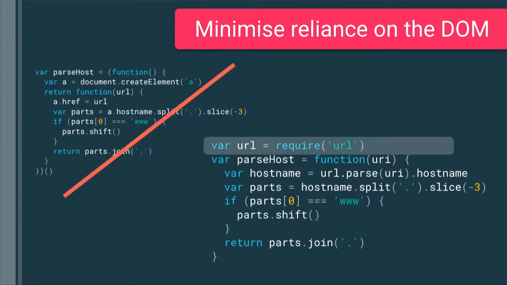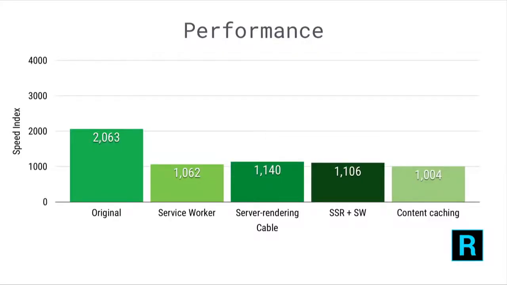We had to minimize reliance on things like the DOM. The previous author was doing things like using the DOM to parse out the host name, so we had to just switch away from doing that. Now here's where we ended up. We started off in a place where on cable, we had a speed index of 2063. And by the time we'd added service worker and server-side rendering, and we used all of these content caching techniques together, we got to a place where we had a speed index of almost 1,000, so close to perfect.